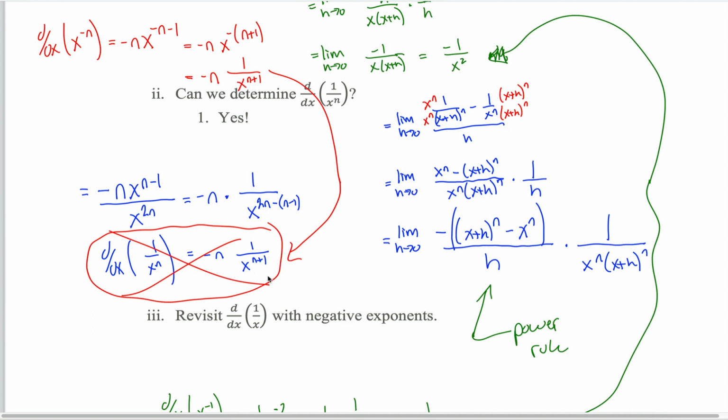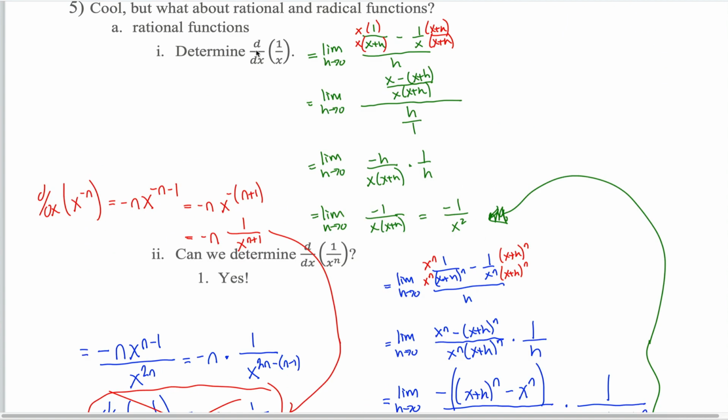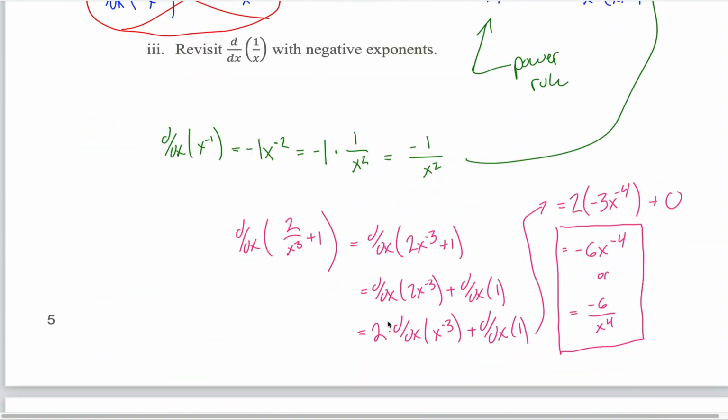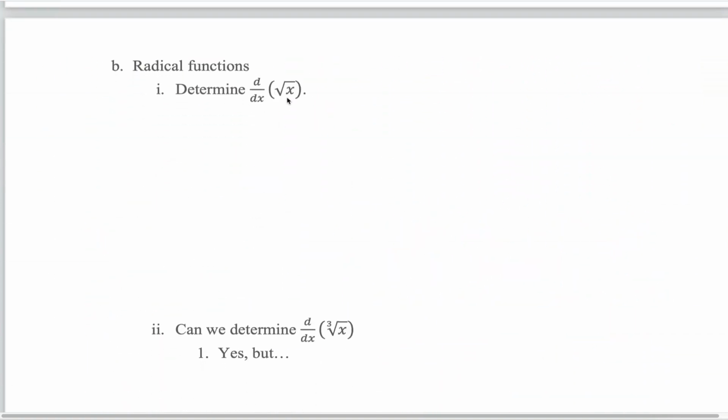We only proved the power rule with the whole Pascal's triangle argument when the exponent was a positive whole number. But what we learned is that the power rule works even when that exponent is a negative whole number, which is kind of cool. We can deal with this special form of rational functions without any new rules. Okay, cool. But what about this special form of radical functions? What's the derivative of the square root of x?